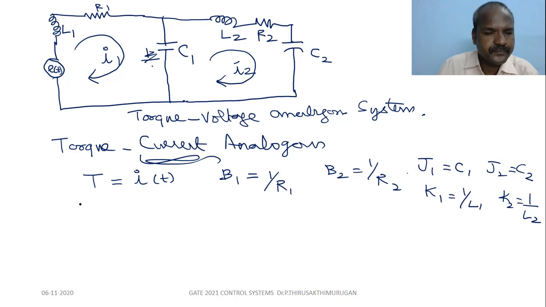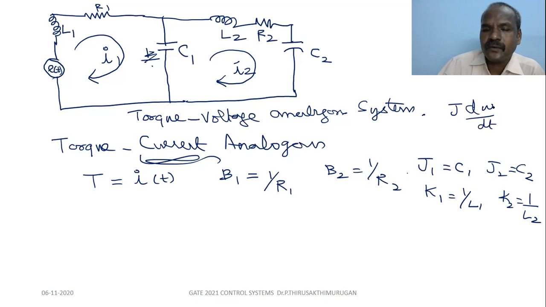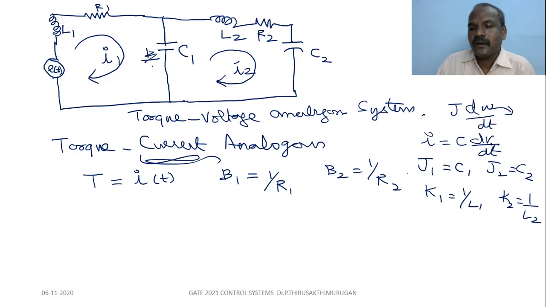Similarly, here omega equals T, torque equals current. So we have J equal to C1. The J relation is J d omega by dt. So what is omega here in the current analogy? It is V, and C dV by dt, so current I equals C dV by dt.